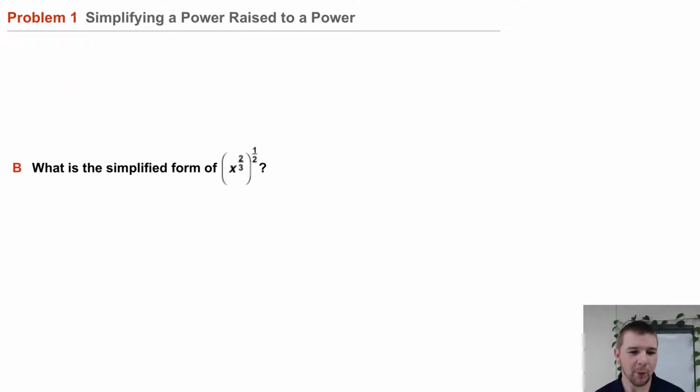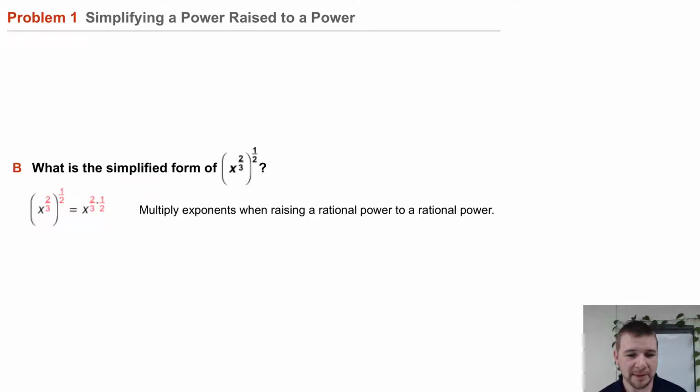And part B, what is the simplified form of x to the 2/3 power raised to the 1/2 power? Again, multiply the exponents. 2/3 times 1/2 equals 2/6, which of course will simplify, and this becomes x to the 1/3 power.